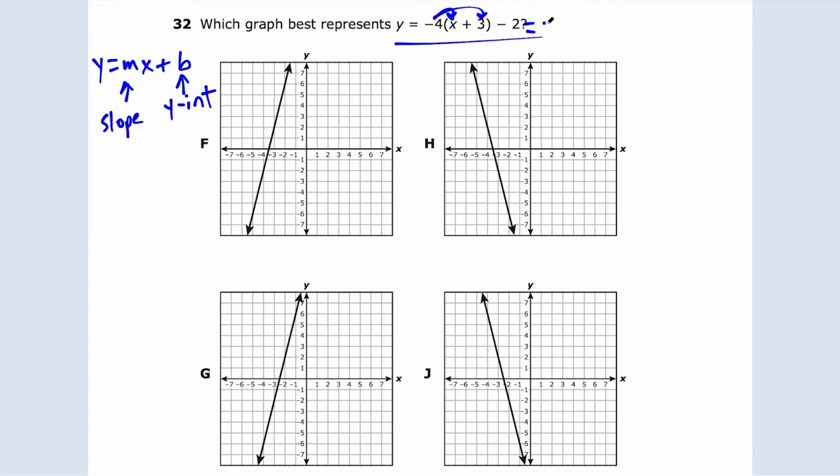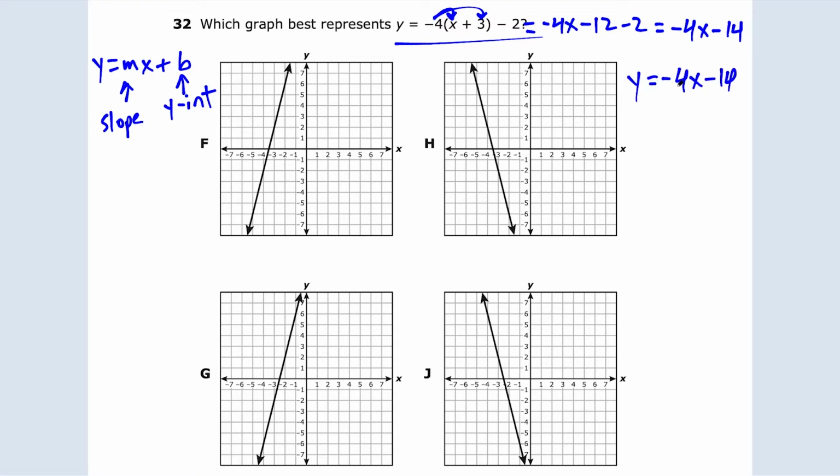So we have negative 4 times x is negative 4x. We have negative 4 times 3 is negative 12, and then we tack on the minus 2. Don't get too excited here and send the negative 4 all the way through to the negative 2. You only distribute until you get to the end of the parentheses. So now this simplifies to negative 4x minus 14. So our line is negative 4x minus 14.